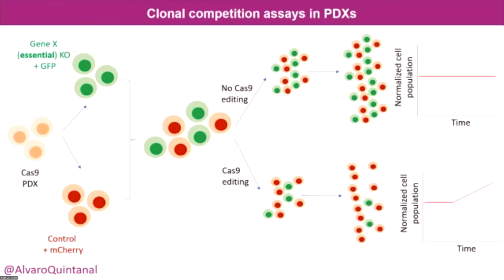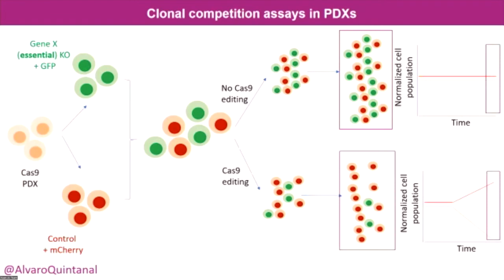deplete over time. So in the PDX, we don't get the whole time course, but we get only the final snapshot. But that is enough to interpret the data, because even in the same tumor we will have a population of cells where there's no Cas9, and we'll see that the populations remain the same. And in those cells in which Cas9 is highly expressed, we will see a depletion of the gene X knockout cells. So this is a way to validate that a gene might be essential in vivo, in a tumor that really resembles the behavior of a human tumor.